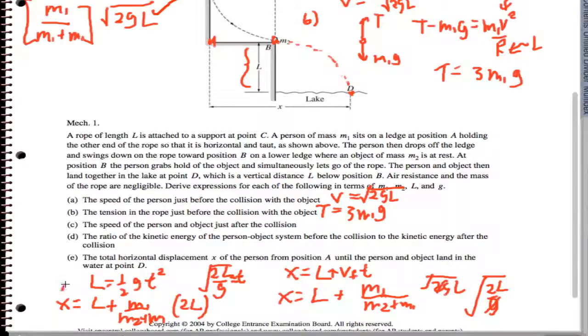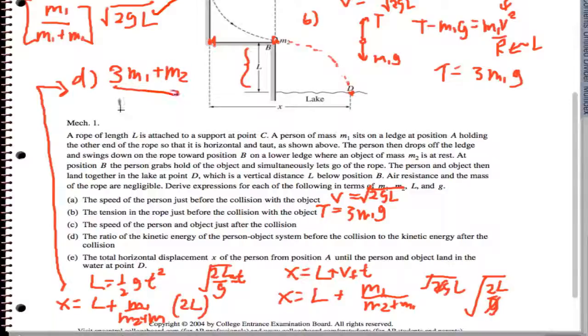For the sake of aesthetics, the way I'd want to see the answer for this part is (3 m1 plus m2) over (m1 plus m2) times L. I believe I simplified that fraction right, so that's 2m1L plus. Yeah, I think I did that right. That's how I'd want to see the answer, and I think that's how the AP people would want to see it too. Now, this is for part E. For part D, I'm going to do that on the next page.